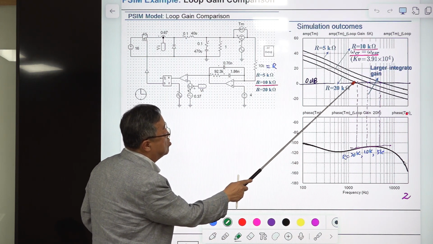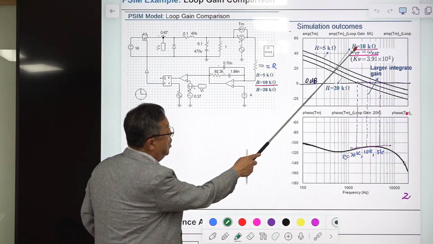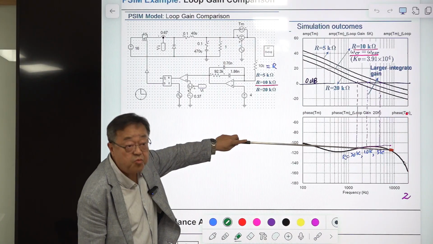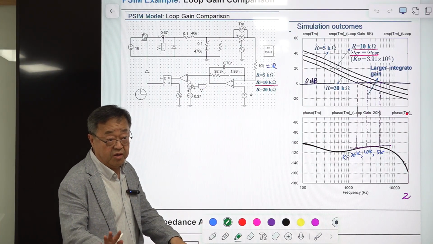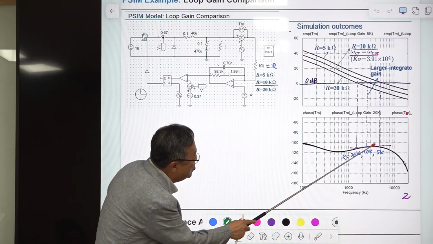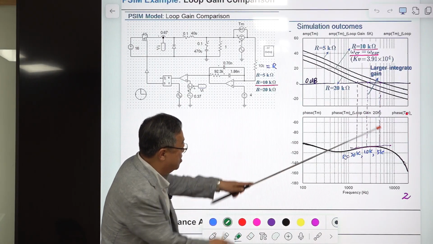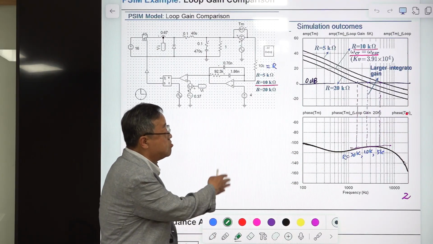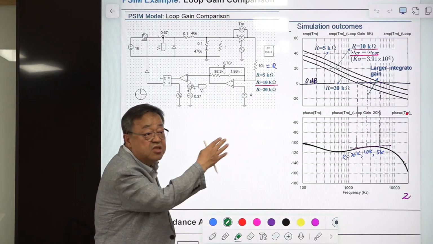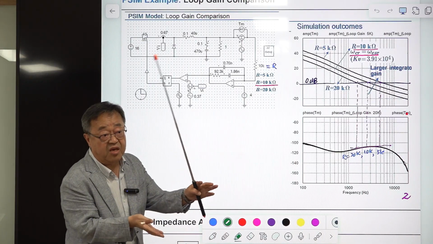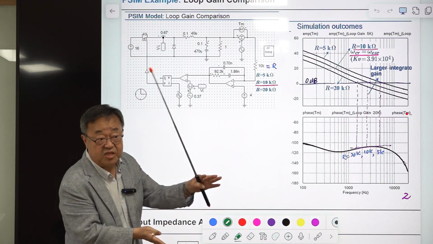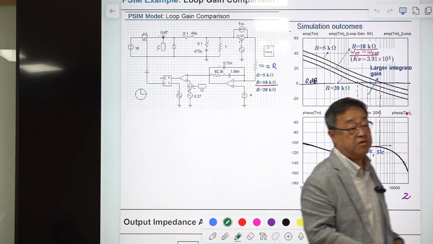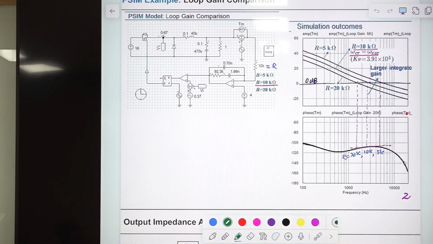Variation of the crossover frequency is apparent as you change this, but the phase is almost the same. So the phase margin remains the same. Maybe this one is actually higher than this, but they are about the same. Only this one is changing. Phase margin remains the same. The crossover frequency is increasing. Increasing the crossover frequency while maintaining a sufficiently large phase margin is generally good, but not always good. I'll show the case.